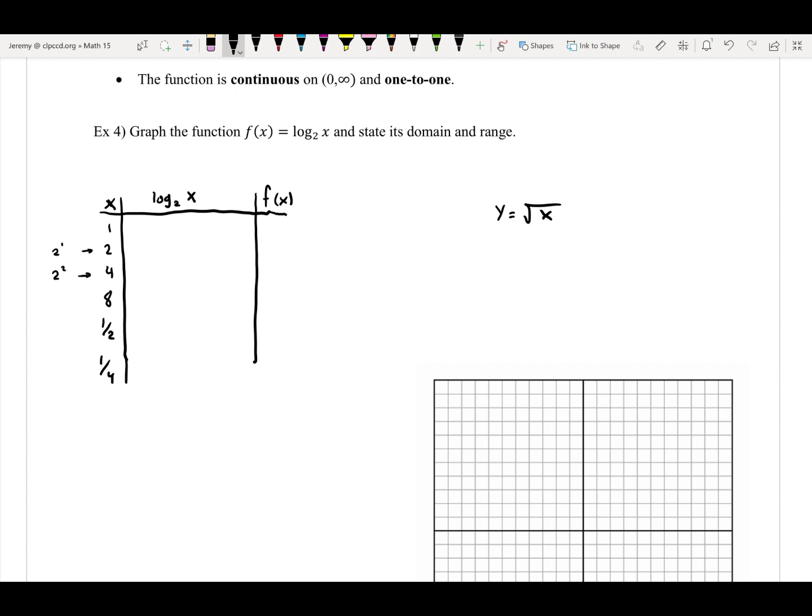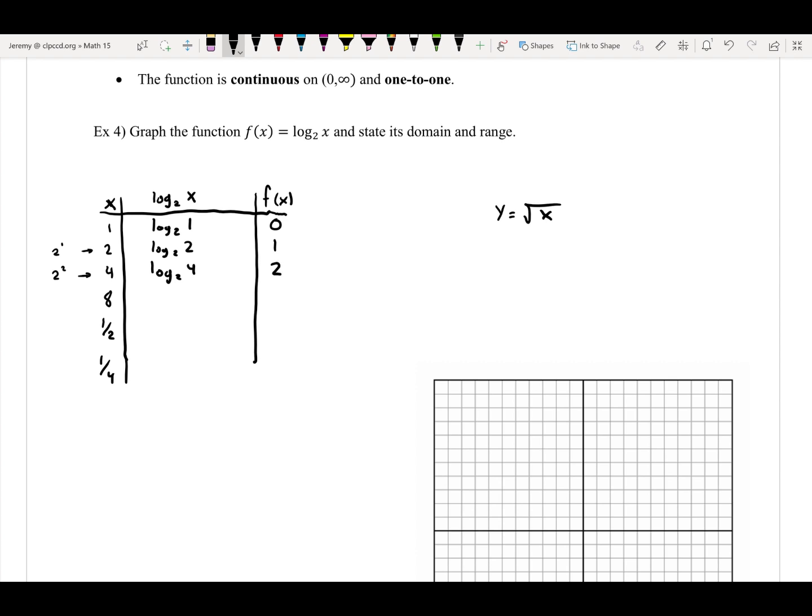Okay, so to evaluate the function log base 2 of x, if I put in 1, log base 2 of 1, this is saying 2 to what power gives us 1? Well, 2 to the 0th power gives us 1. How about this? Log base 2 of 2. 2 to what power gives us 2? Well, 2 to the first power gives us 2. Okay, what about log base 2 of 4? So how do I evaluate this? Log base 2 of 4, well, it's asking me 2 to what power gives me 4?